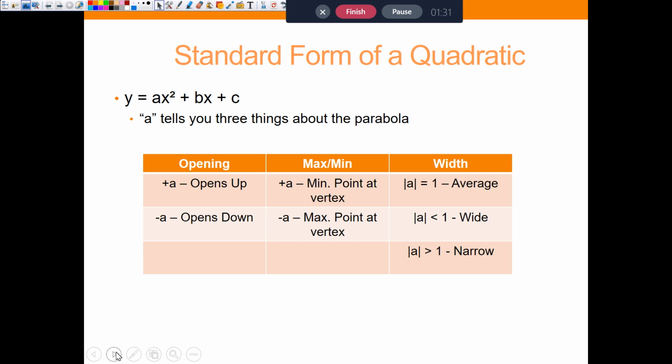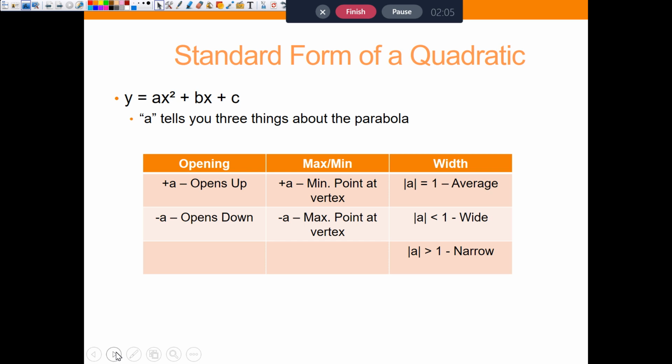Standard form of a quadratic. Y equals ax squared plus bx plus c is standard form. The a tells us 3 things about the parabola. If the a is positive, then it opens up. If the a is negative, it opens down. If the a is positive, that means that it has a minimum point at vertex. And if it is negative, it means it has a maximum point at vertex.